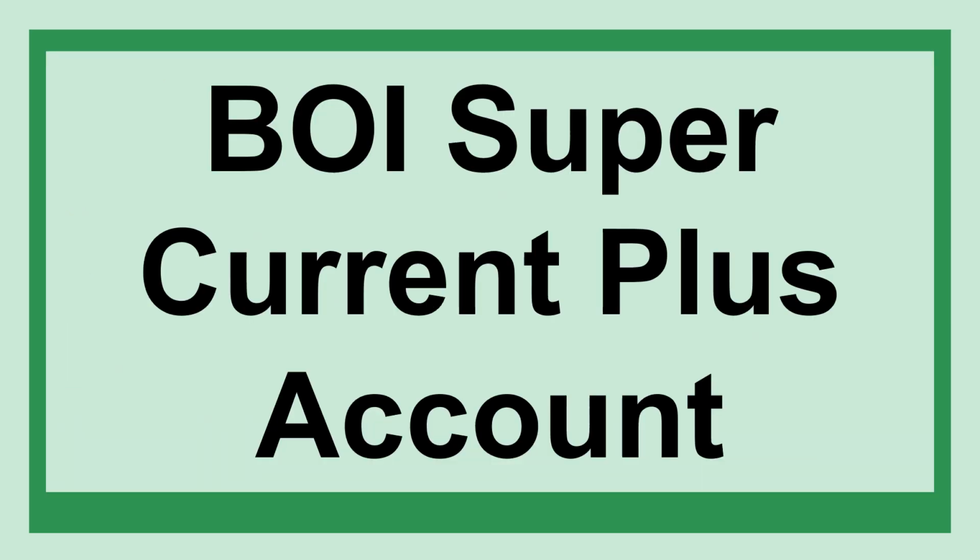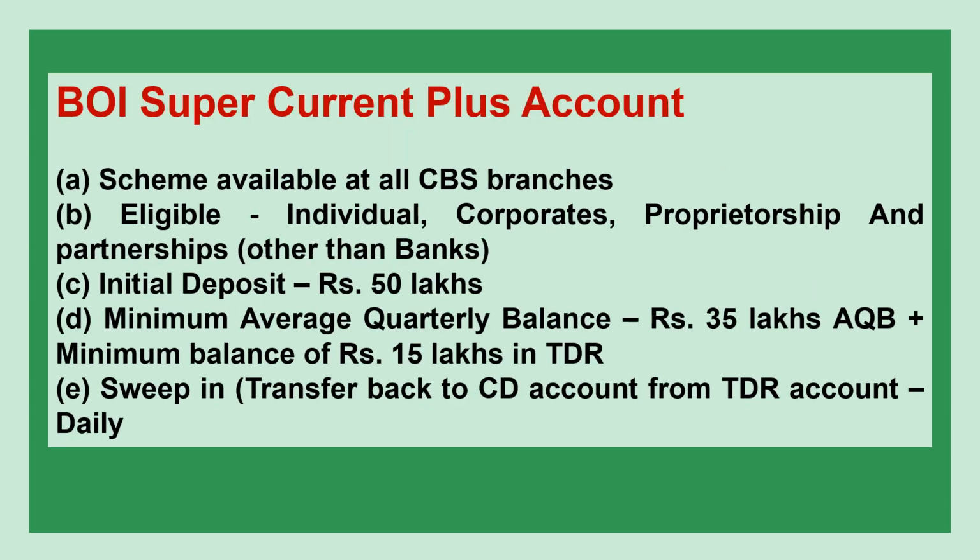Bank of India Super Current Plus Account features. Scheme available at all Bank of India branches. Eligible: individual, corporates, proprietorship and partnership other than banks. Initial deposit rupees 50 lakhs. Minimum average quarterly balance rupees 35 lakhs AQB plus minimum balance of rupees 15 lakhs in TDR.